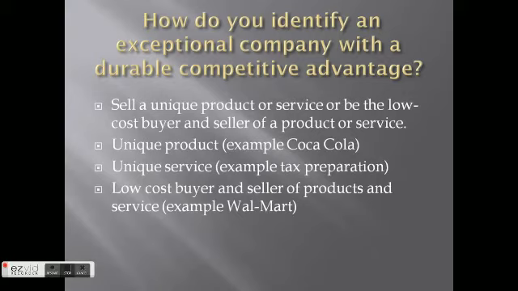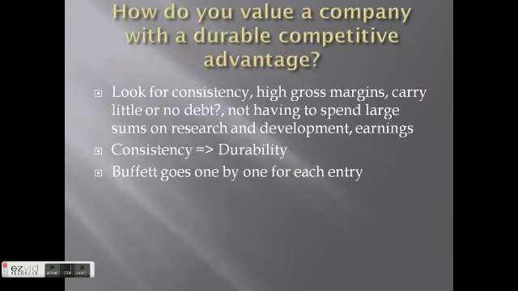So she described Warren Buffett looks at companies that sell a unique product or a unique service or are low cost buyers or sellers of a product or service. And examples of this for a unique product would be Coca-Cola. Unique services are tax preparation services such as H&R Block, meaning one would think, which company would I go for tax preparation? People think H&R Block. So it's sort of a unique service. And Walmart, of course, for a low-cost buyer and seller of products and services.